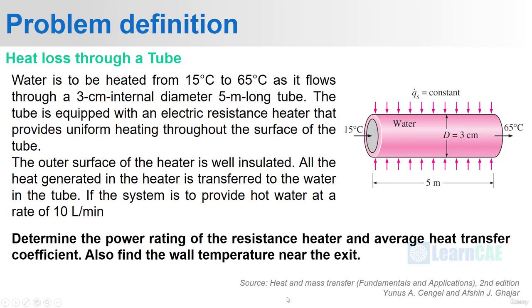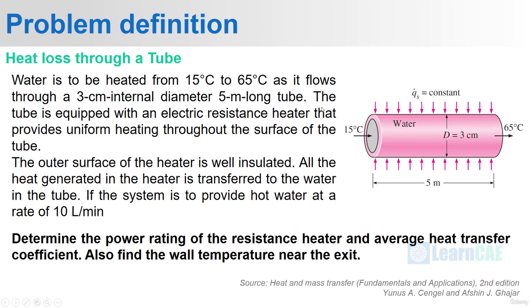Water is to be heated from 15 degrees Celsius to 65 degrees Celsius as it flows through a 3 cm internal diameter and 5 meter long tube. You can see the image here. The overall length is 5 meter and the internal diameter is 3 cm. Water enters at 15 degrees Celsius and leaves at 60 degrees Celsius, and constant heat flux is applied on the casing or on the walls of the tube.